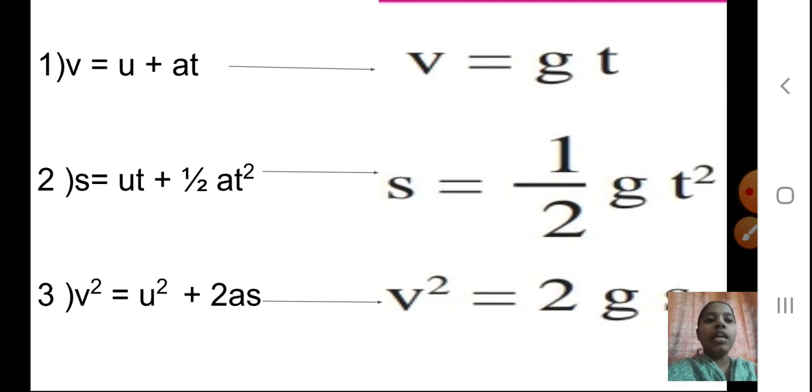So here, wherever acceleration a is written, it has been changed to acceleration due to gravity, that is g. Okay students, I hope till here it is clear to you. Now we'll move to the next part.